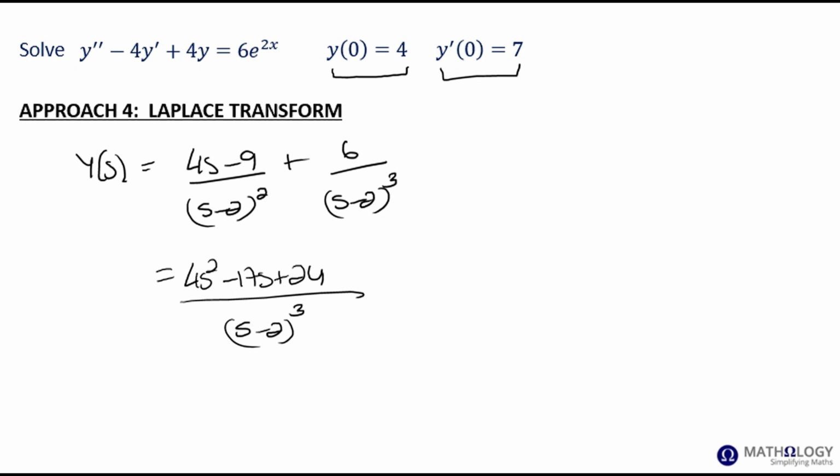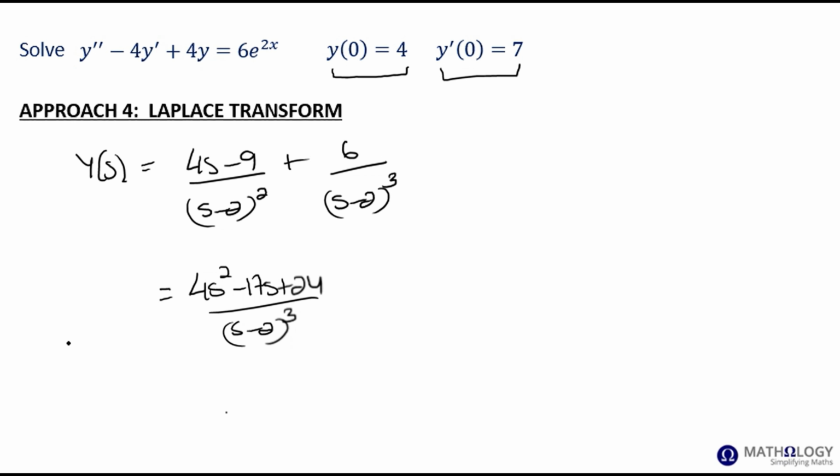From here, we're going to need to use partial fractions to get this expression into a form that we can then apply the Laplace transform to. We're not going to get into detail of partial fractions in this video because there is another video in the playlist that covers partial fractions in detail. So decomposing this expression into partial fractions gives us 4 over s minus 2 minus 1 over s minus 2 all squared plus 6 over s minus 2 all cubed.